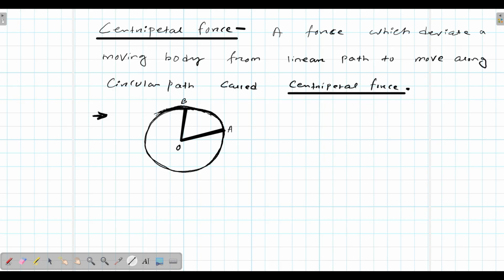So this is O, A, B. At point A, the velocity is v1. At point B, the velocity is v2.